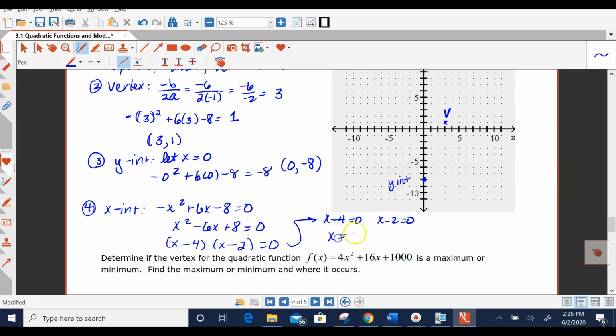So I'll get one number to be 4. That's one of my x-intercepts. The other x-intercept is at 2. So let's see if that makes sense. Right here is 4. Right here is 2. So yeah, it looks like everything is lining up. Let's connect our dots. And we have graphed that quadratic. And remember, since it opens down, the vertex is a maximum.